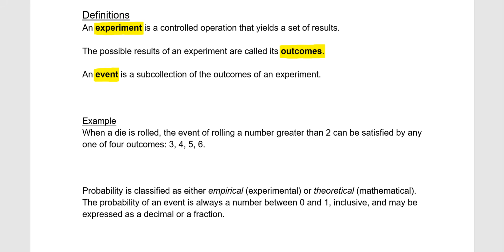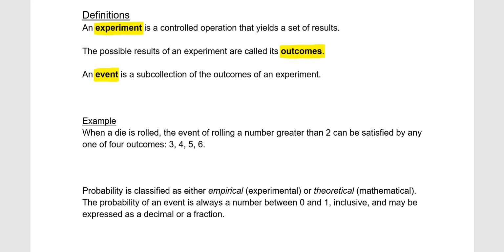So for example, when we roll a die, assuming it's a six-sided fair die, the event of rolling a number greater than 2 can be satisfied by any one of 4 outcomes. Those are just going to be the numbers greater than 2, which are going to be 3, 4, 5, and 6.